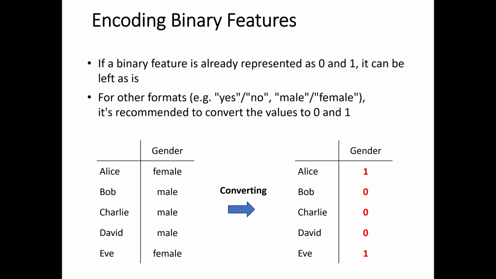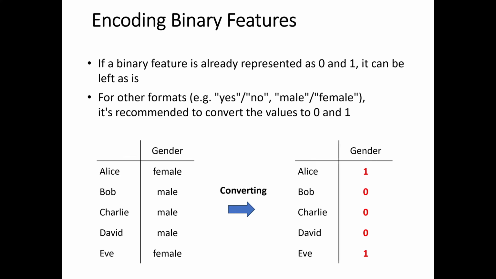So let's look at how binary features are encoded. Many machine learning models can work only with numerical features. So if a binary feature is already represented as 0 and 1, it can be left as is. For other formats, for example, if the binary feature has values like yes, no, or male, female, it's recommended to convert them to 0 and 1. Using 0 and 1 makes the data easier to process, avoids confusion from text values such as yes and no, and ensures the model interprets binary features correctly.